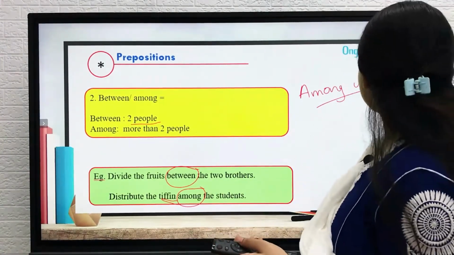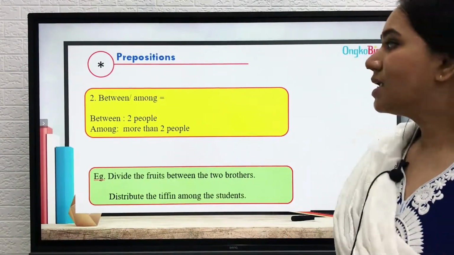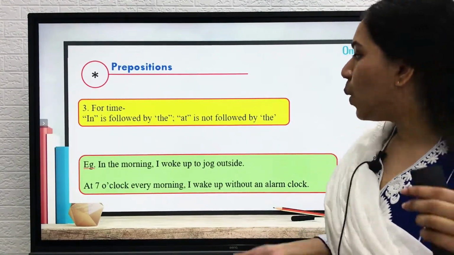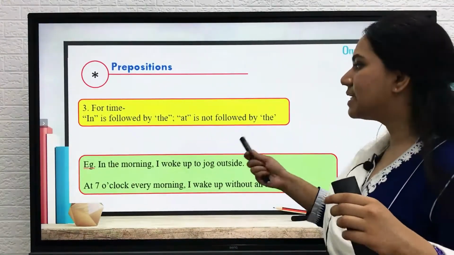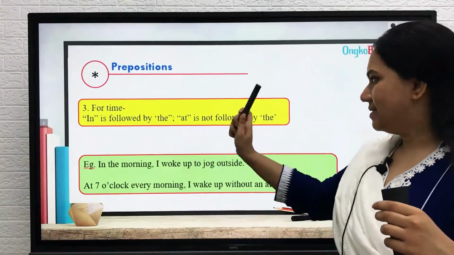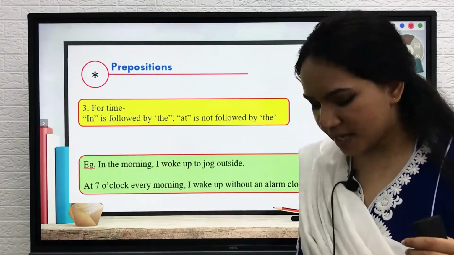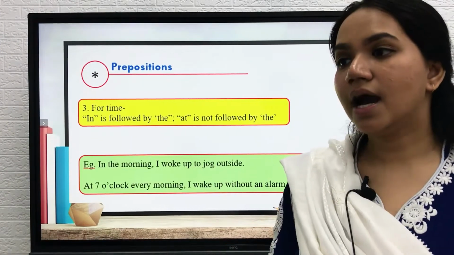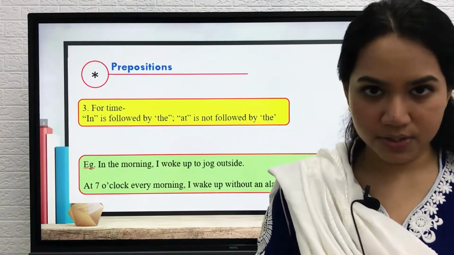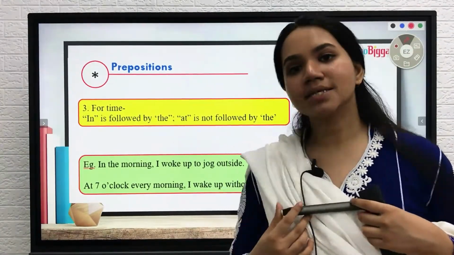So now that we have put our examples and got to know the second rule, let's move on to the third rule, which is about time. So when do we use these words in time? Okay? In is followed by the, but at is not followed by the. So whenever we want to explain time, if I say, I want to come dash 7 o'clock, what am I going to say? Should I say I'm going to come in 7 o'clock or at 7 o'clock?